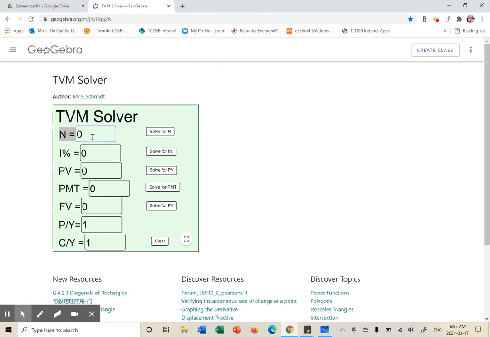So N is equal to 3. So I'm going to delete 0 and input 3. I is 4. I don't need to write any units.